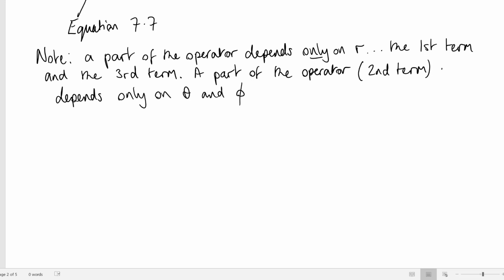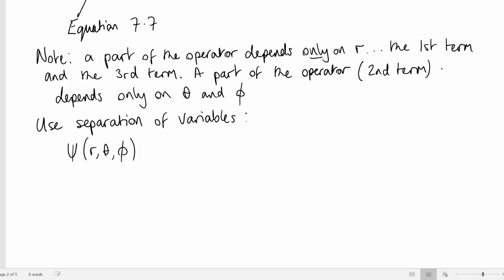We are going to use our separation of variables approach, and we recognize that psi is equal to our radial function multiplied by our y function. We're going to find that the y function is the same function that was described in chapter 6. From time to time, I may forget to write the following, and so for that reason, let me just state this up front.